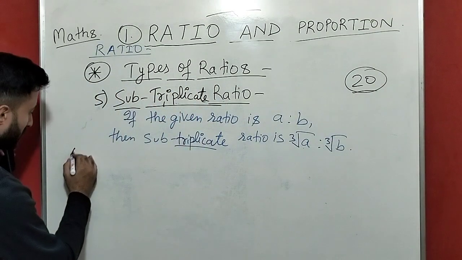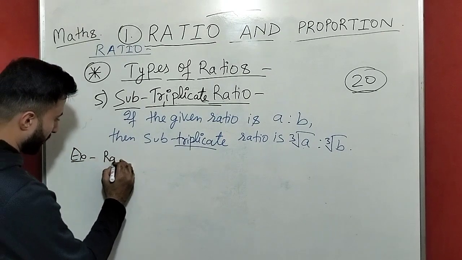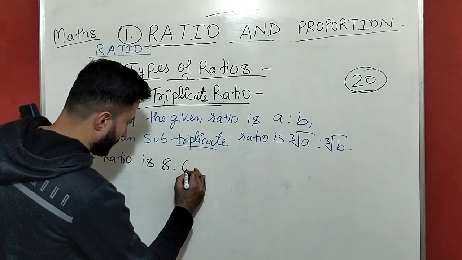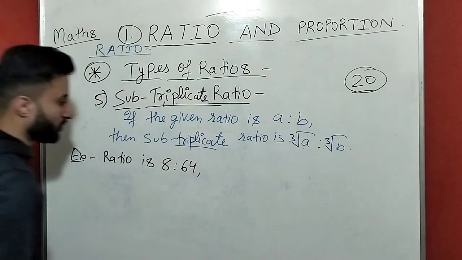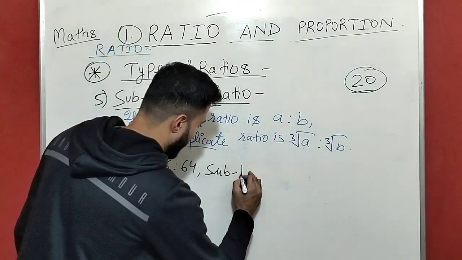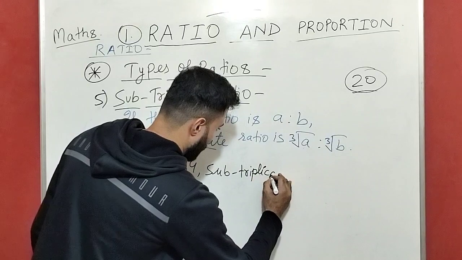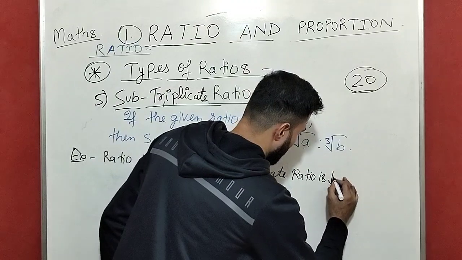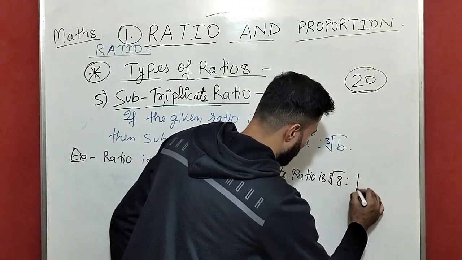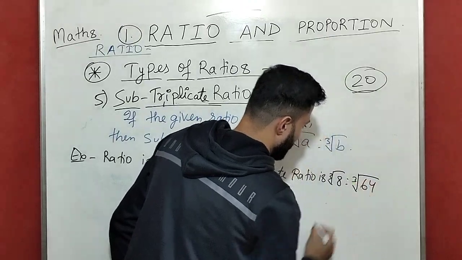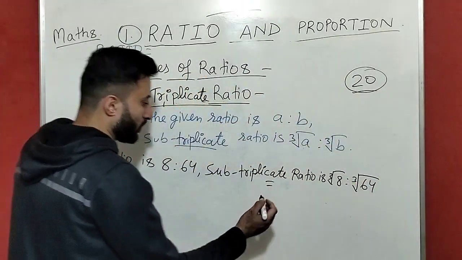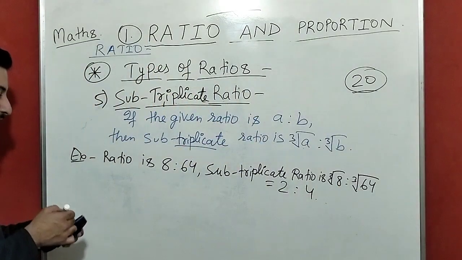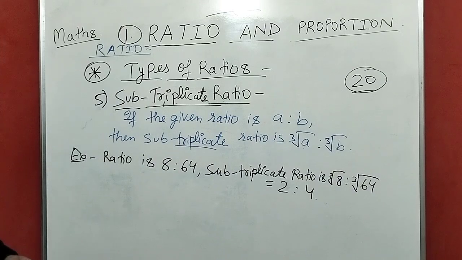For example, if the ratio is 8 is to 64 and you have to find the sub triplicate ratio, it is the cube root of 8 is to the cube root of 64. We know the cube root of 8 is 2, and the cube root of 64 is 4. But how to find the cube root with the help of your calculator, I am going to tell you in the next video.